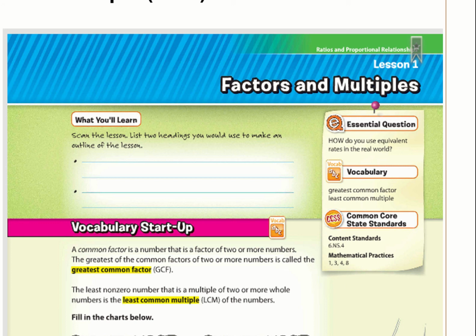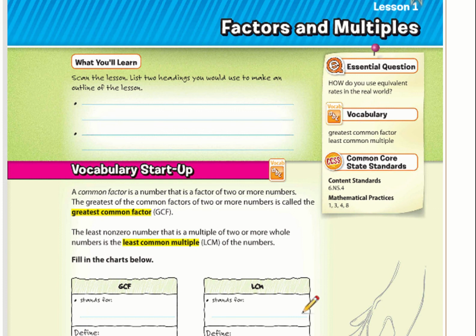We're on page 7. To scan the lesson list, two headings we'll be learning. We'll be doing greatest common factors, which will be GCF, and least common multiples, which would be LCM.